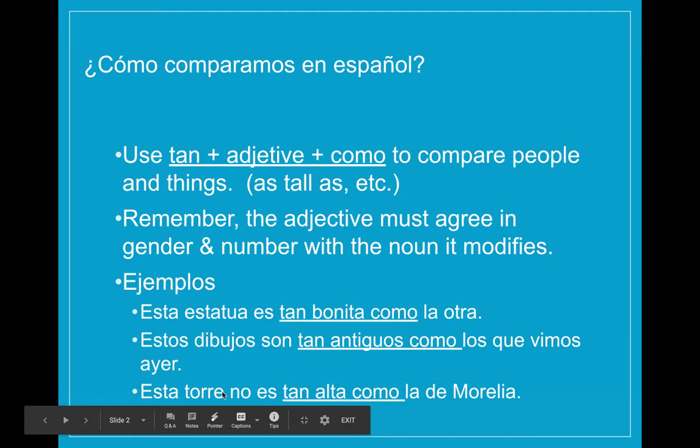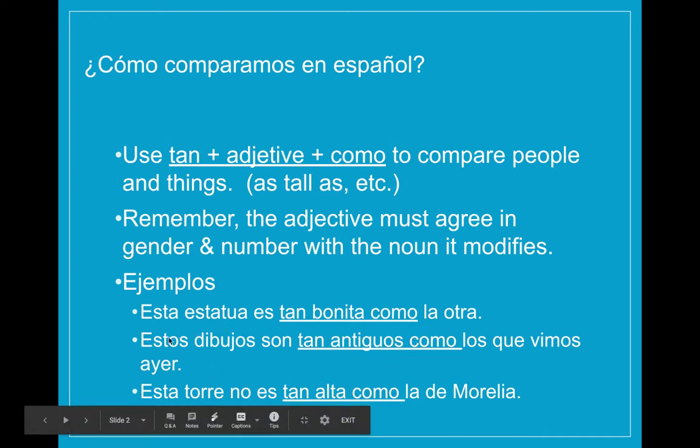So, for example, if you're talking about a girl, your adjective is going to end in an A. If you're talking about a guy, it's going to end in an O, or the other rules we know about gender and number. So, for example, esta estatua es tan bonita como la otra. This statue ending in an A is as pretty as the other. So, statue ends in A, so bonita ends in A. Estos dibujos son tan antiguos como los que vimos ayer. These drawings are as old as the ones we saw yesterday. So as old as. Dibujos ends in OS, so antiguos ends in OS.